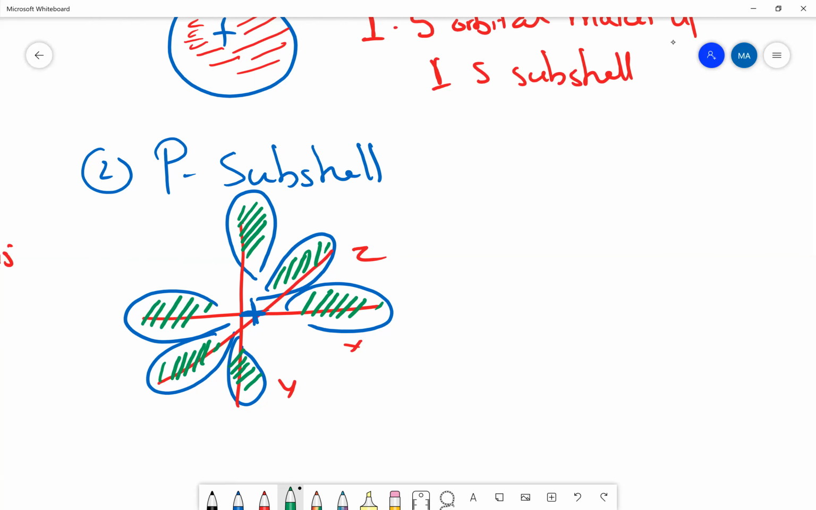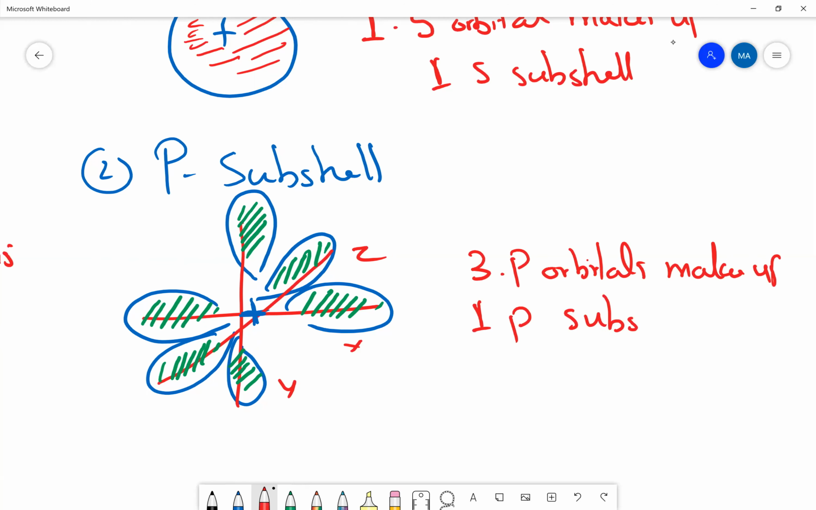So what we can say here is that 3 p orbitals make up one p subshell. And on the axes, you can call them px, py, and pz. Let's say this is a px orbital, this is a py orbital, and this is a pz orbital. All right, when px, py, and pz combine, they make up one p subshell.